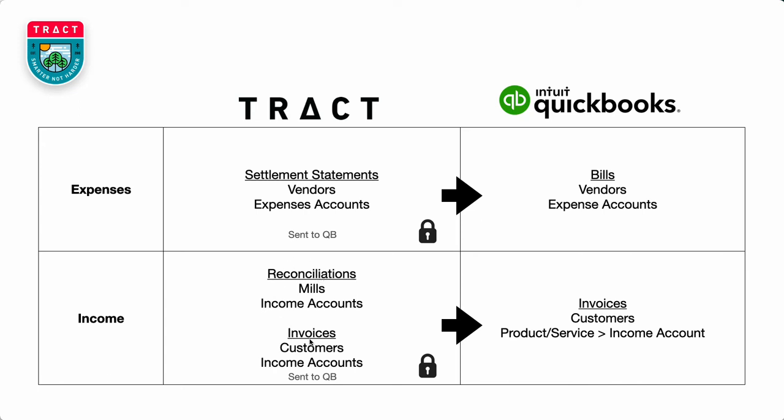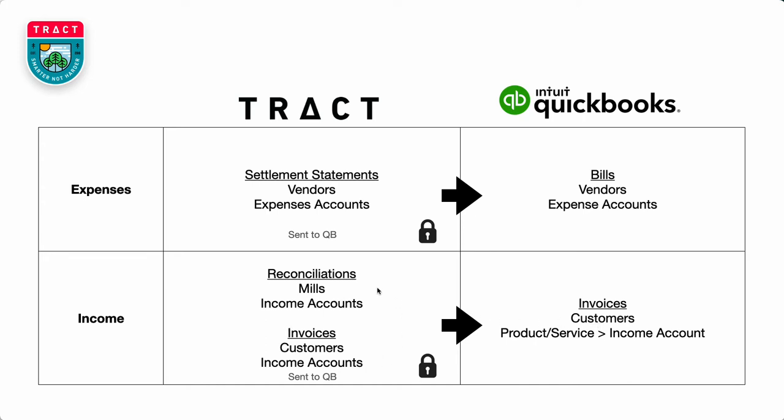On the flip side, you have invoices, and this is where you might have a customer, and it's your job to create the statement or create the invoice, send it to the customer, and then you have a receivable that you are going to have to make sure that you get paid for. So both reconciliations and invoices get translated into invoices in QuickBooks, and then your mills are going to translate to customers, and of course customers in TRACT will translate to customers in QuickBooks.